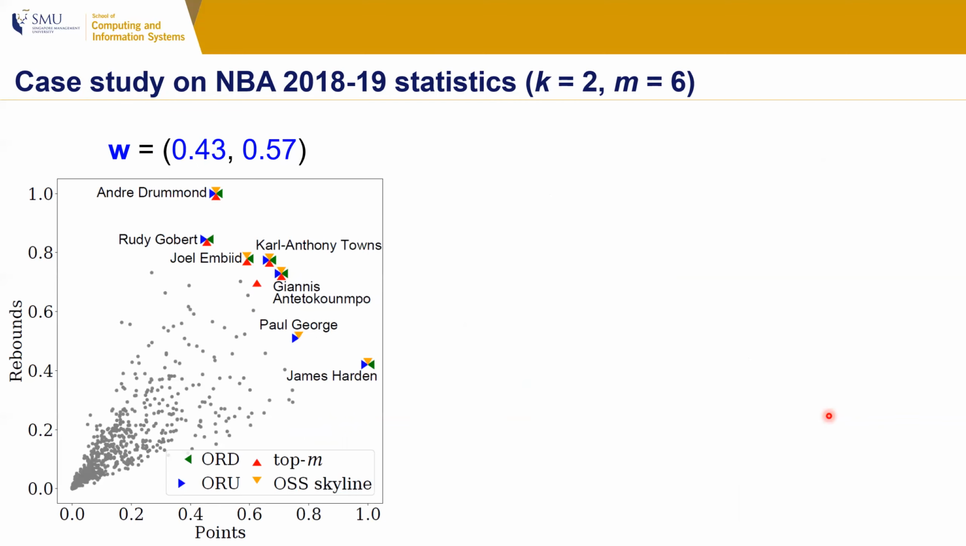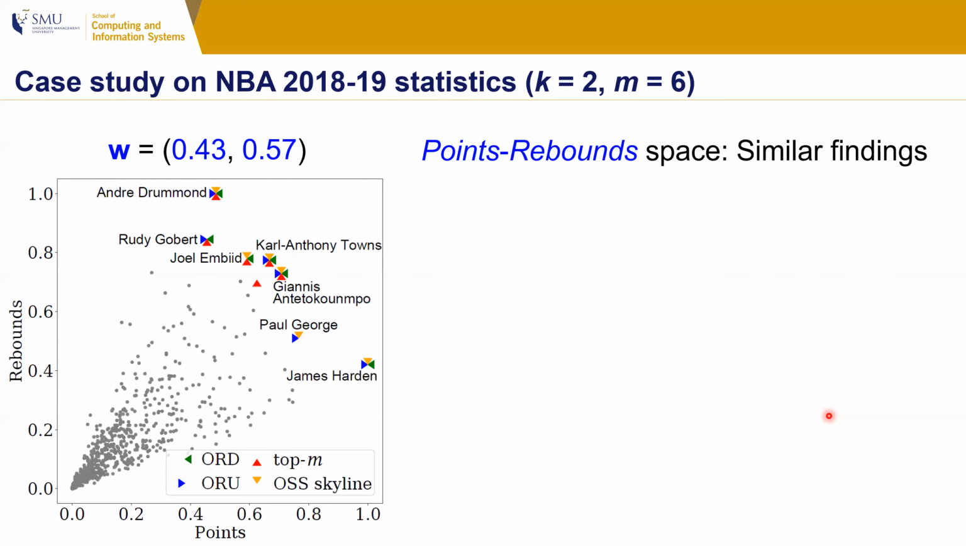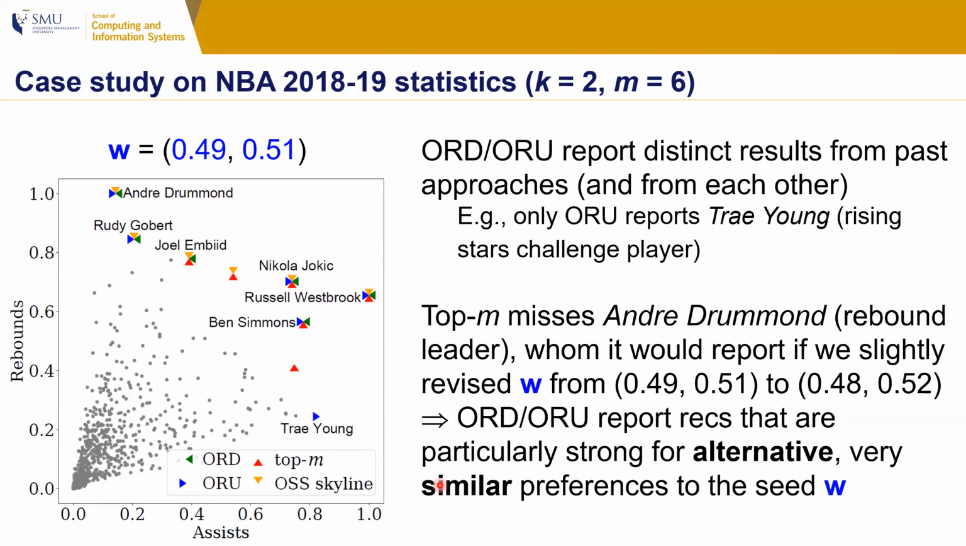So we have repeated this experiment using different dimensions of the NBA dataset, and we have found similar findings. And once again, we have shown that our operators report records that are particularly strong for alternative yet very similar preferences to the input vector of the user, something that the standard top K paradigm cannot do.